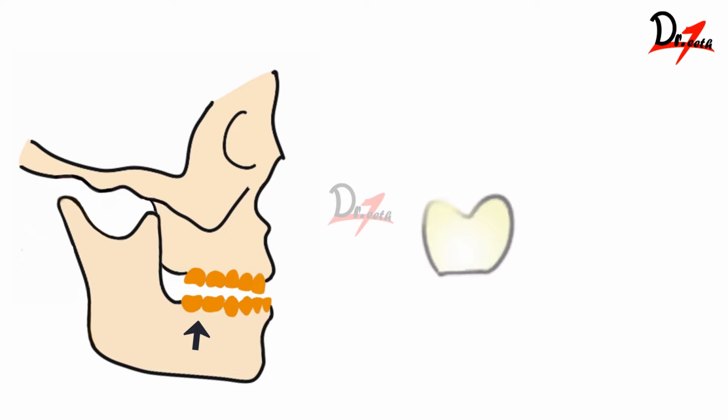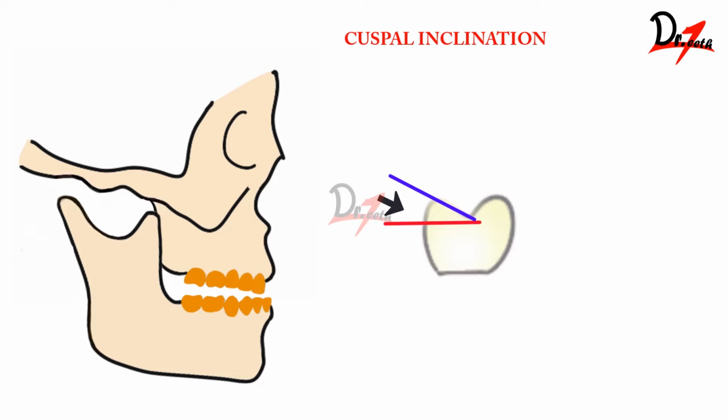The last one is the cuspal inclination. It is the angle which is made by the average slope of a cusp with the cusp plane measured mesiodistally or buccolingually, also called the cusp angle. I'm including the definition so that it can help you in memorizing.